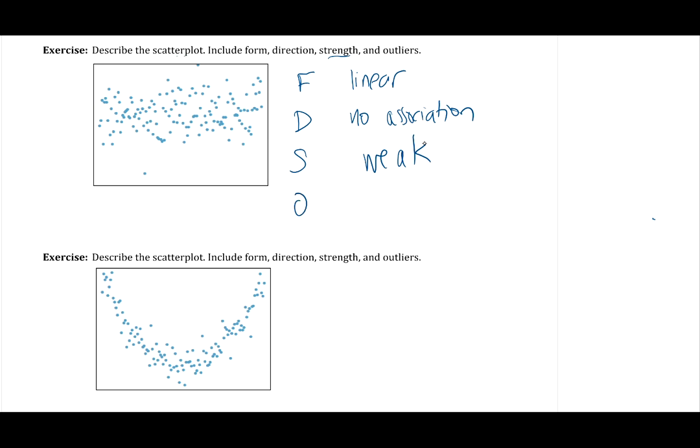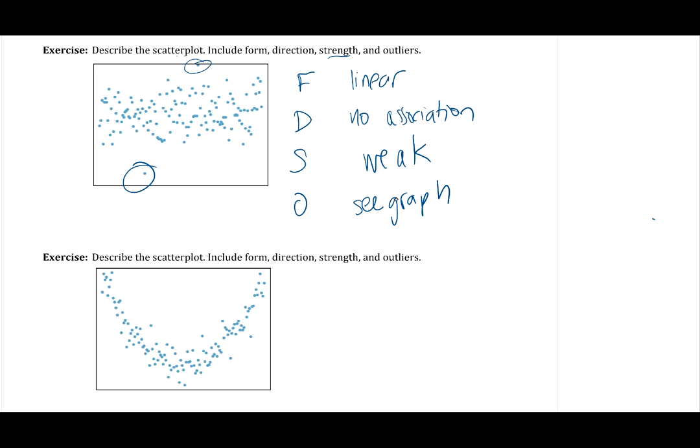And then outliers, perhaps. Ones that I notice are this one that seems to be quite a bit lower than the rest of the data, and maybe this one up here. So those are points that we might want to investigate to see if they are outliers that behave differently from the rest of the data.